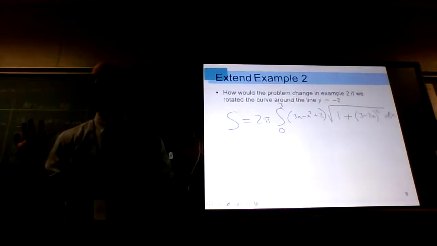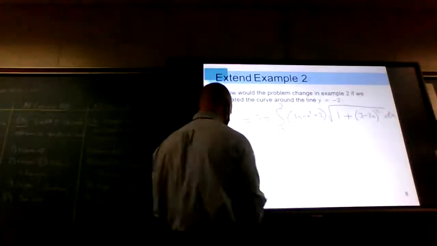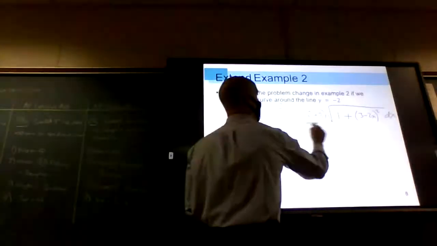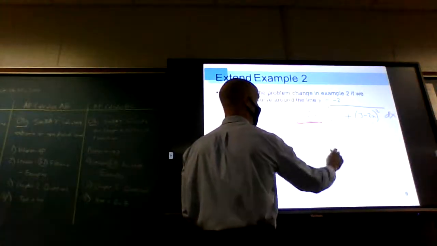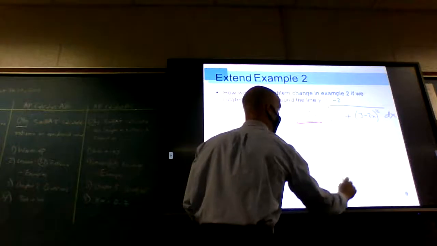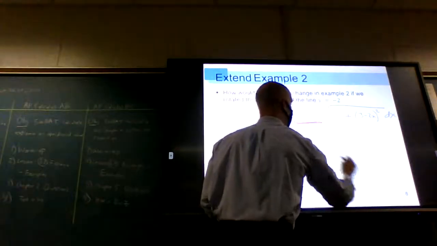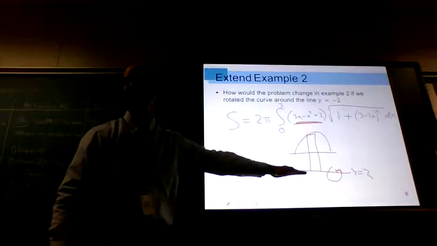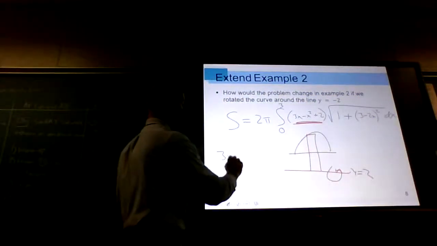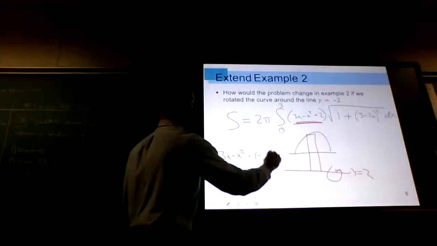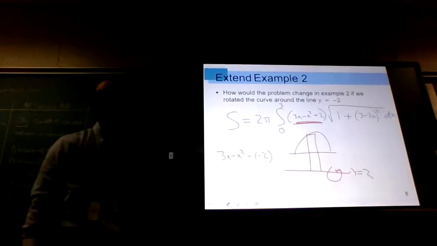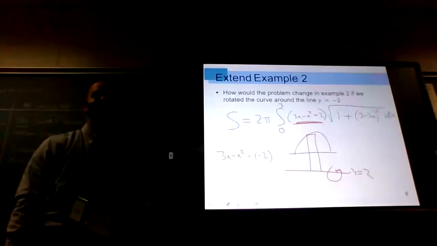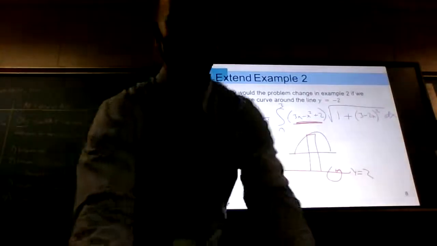I don't really care. Just note that this r, it's essentially the same problem. It's just now we've got this curve here like this, and we're rotating it around this line down here, y equals -2. So our r is now, remember, I do top minus bottom. So you would have done 3x minus x squared minus -2, which is where you get the +2 that he mentioned. Okay? Questions? All right, guys.